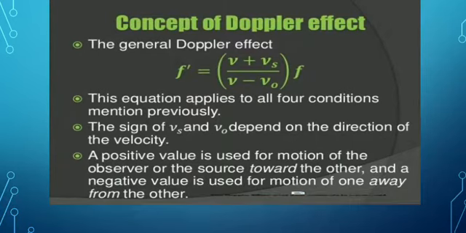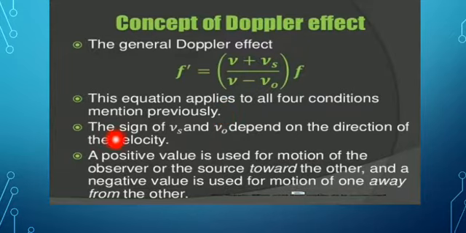General Doppler effect, variation in frequency, right? So f dash is equal to f times (v plus vs) where vs is the source, and v is the velocity of sound, and (v minus v naught) for the observer. V naught is nothing but the observer, and f is the original frequency. This is the important formula, so please note it down. Okay, students, right? This equation applies to all four conditions mentioned previously. I'll tell you the four conditions later.